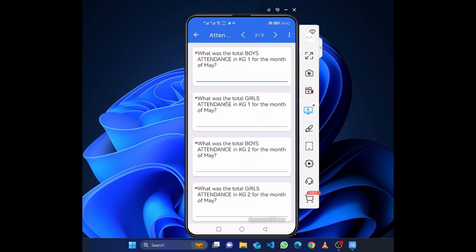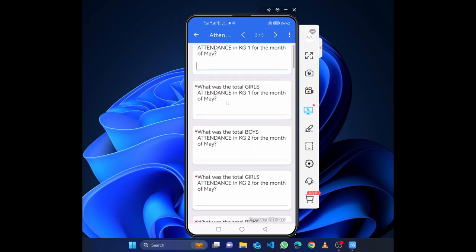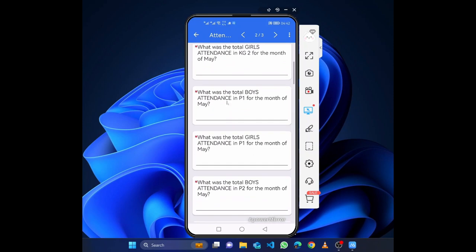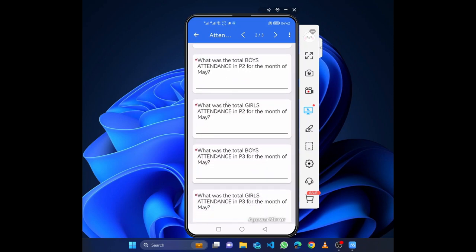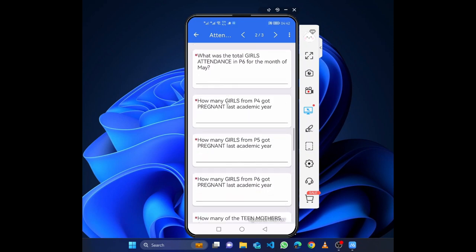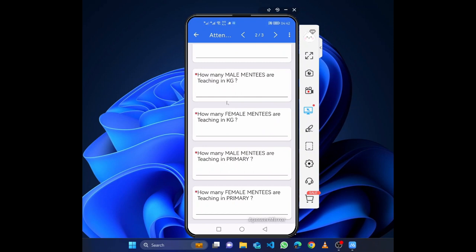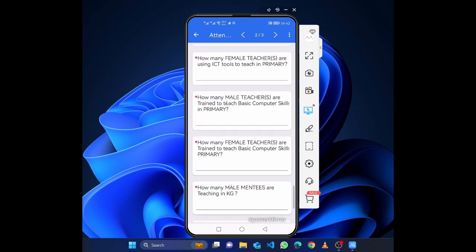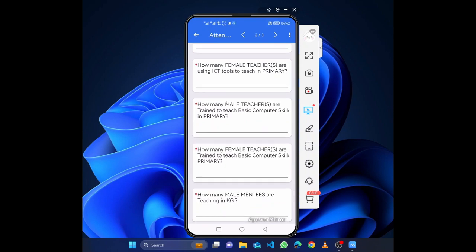Then the next one falls under attendance. So you pick your attendance register and you fill the attendance for the pupils. So for KG1 in the month of May, we are going to refer to the month of May to do this. So you go to May of this year and you pick the attendance and you fill for all the levels. Then if you have mentees, you also do that. Then male teachers who are trained to teach computer, that's basically computer skills. Then if you want to move to the next, I will press the arrow at the top and it moves.